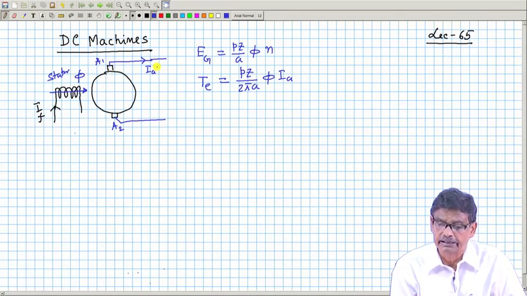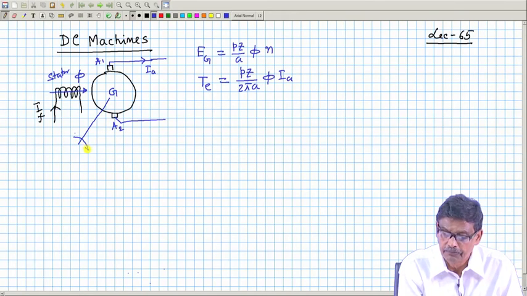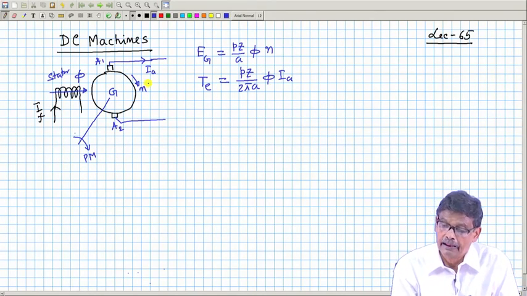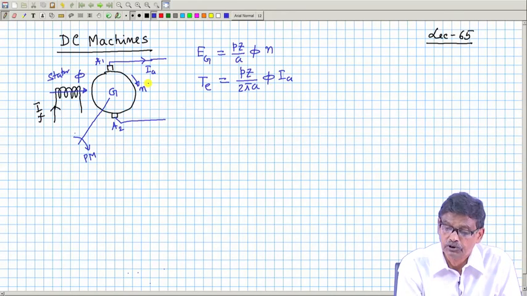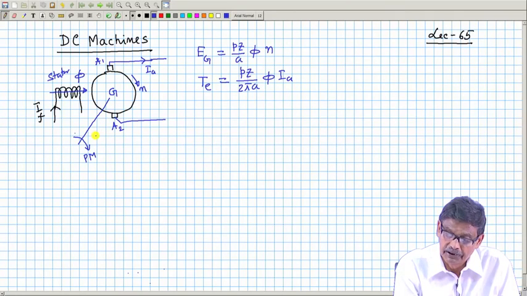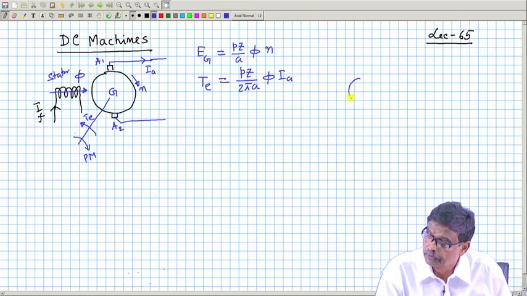And also we noted that if the machine is operating as a generator, then there is a prime mover. The prime mover fixes the direction of rotation N, and the electromagnetic torque which will be acting on the armature conductors when they carry current will be in the opposite direction in the case of a generator.